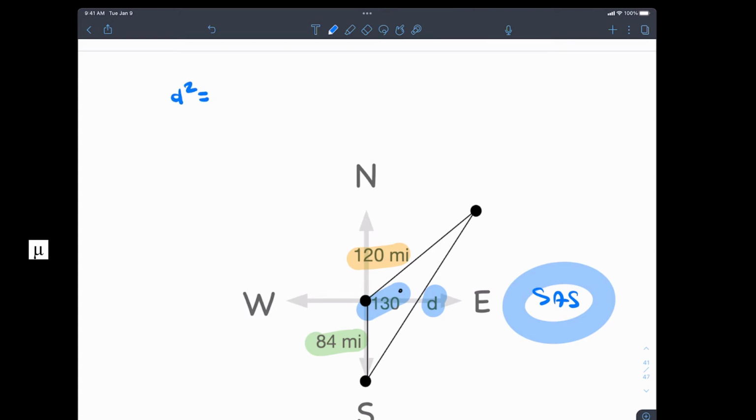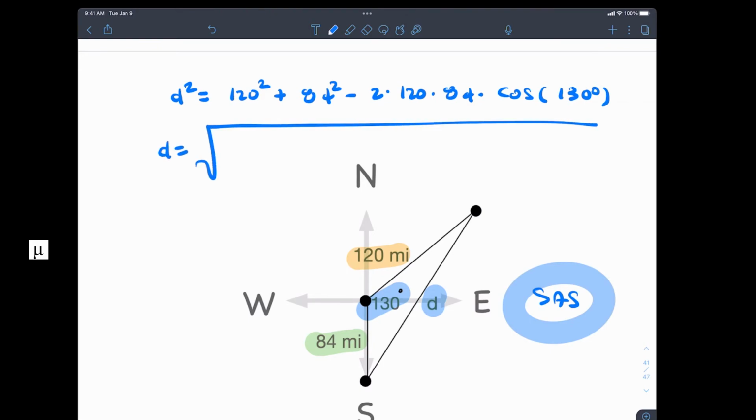D squared equals, what does D squared equal? It doesn't matter if you put 120 first or you put 84 first. Is that right? So that'll be 2 times what? 120 times 84 times cosine of, what's the angle? 130 degrees. Now, you're going to have D being what? The square root of all that.